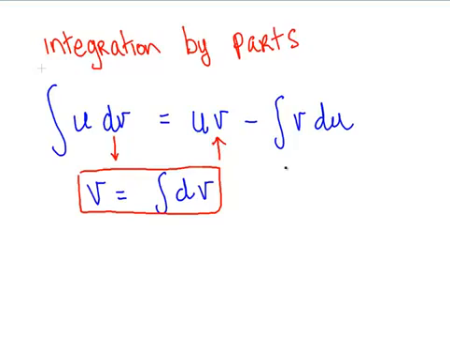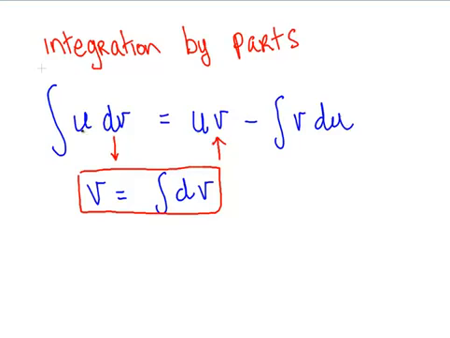set up our formula. So essentially what we're going to be given is in this form here, the integral of u dv, and the answer is going to be formulated as u times v, so you have these two expressions here, minus the integral of v du. Now that'll become clear shortly.